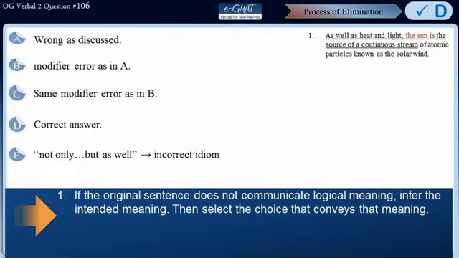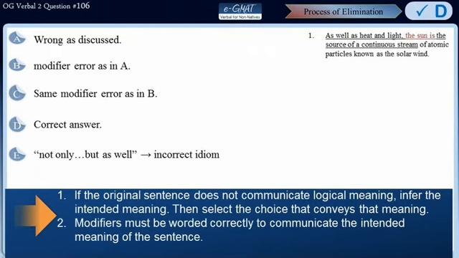If the original sentence does not communicate the logical intended meaning of the sentence, infer the logical intended meaning of the sentence and then select the answer choice that communicates that particular meaning. Also, modifiers must be worded correctly to communicate the intended meaning of the sentence in the most effective manner. Also, the idioms used in the sentence must be worded correctly.